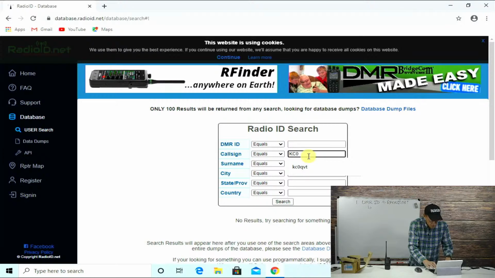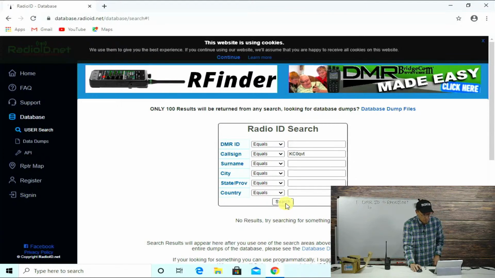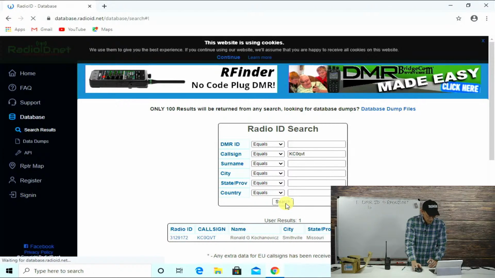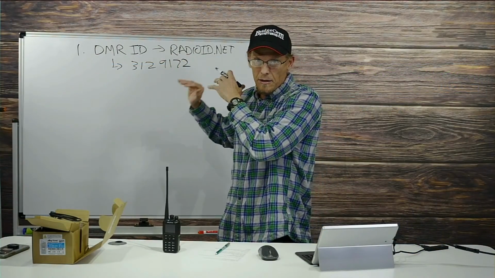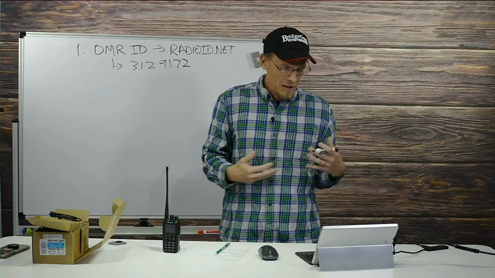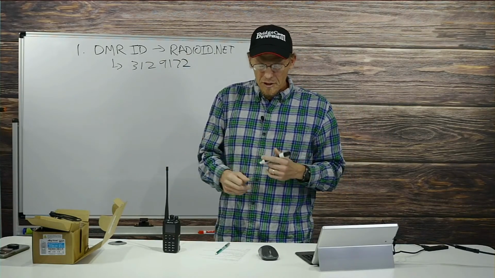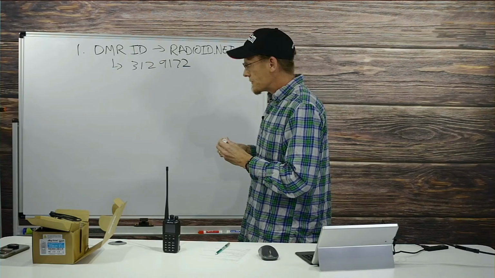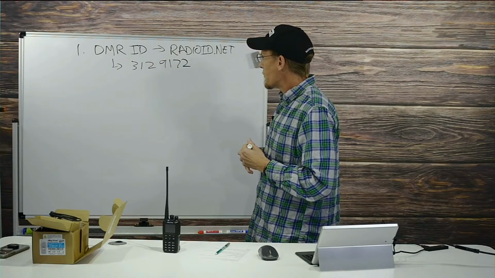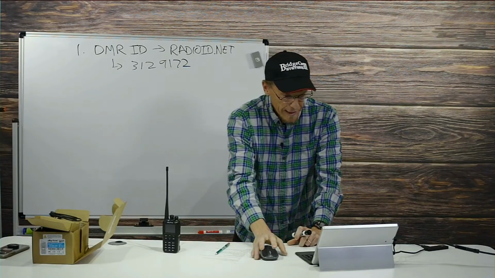KC0QVT, and I'm going to do a search. All right, there I am. So my DMR ID is 312-9172. And by the way, folks, all this information is public domain. Anybody can go look at it. So this is my DMR ID. Do not use my DMR ID. This is mine. Go get your own. But by way of example, I'm going to use that. It's critical that you have this number so that we can get you set up. Mine's 312-9172.